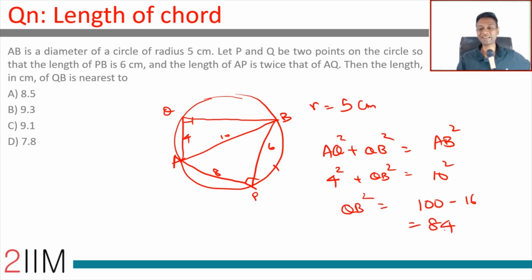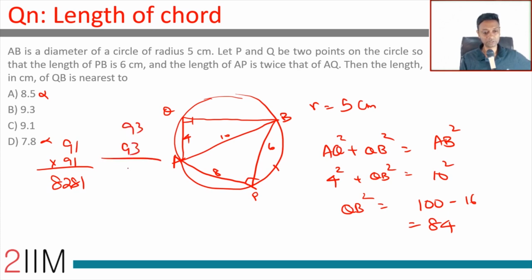So it is more than 9. So these two are out. Is it 9.1 or 9.3? 91 into 91 is 8281. 93 into 93. Let's just check that. 8649. 9.1 into 9.1, it is closer to 9.1 than it is to 9.3.